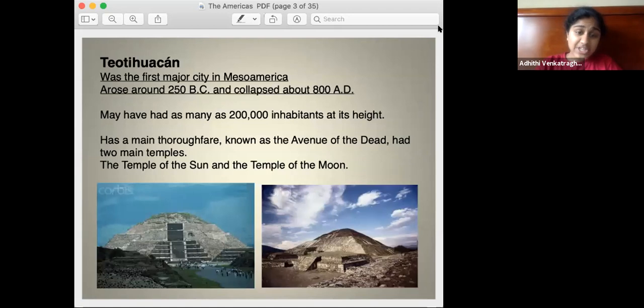Teotihuacan was the first major city in Mesoamerica around 250 BC and collapsed about 800 AD. It may have had about 200,000 inhabitants at its height, and it had a main thoroughfare known as the Avenue of the Dead, which had two main temples, the Temple of the Sun and the Temple of the Moon.